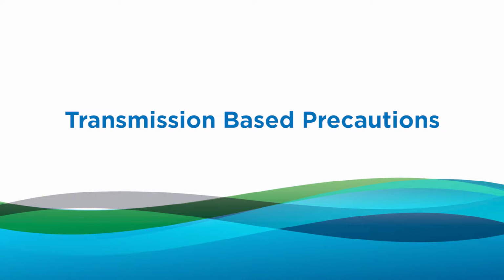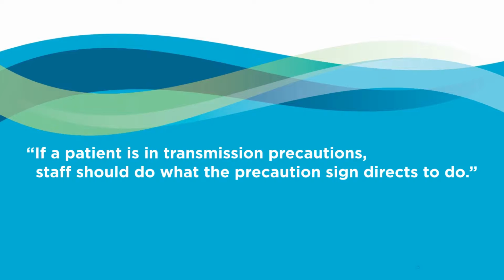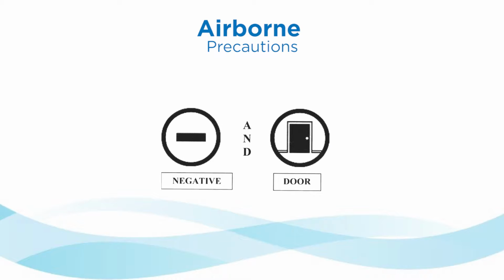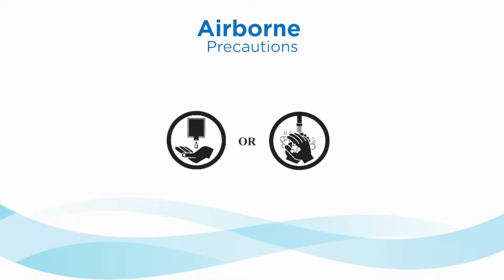Next, we will cover transmission-based precautions. If a patient is in transmission precautions, staff should do what the precaution sign directs to do. With airborne precautions, make sure the patient is in a negative pressure room with the door closed. When entering the room of a patient in airborne precautions, make sure that you perform the appropriate hand hygiene. This is either with alcohol hand sanitizer or soap and water.